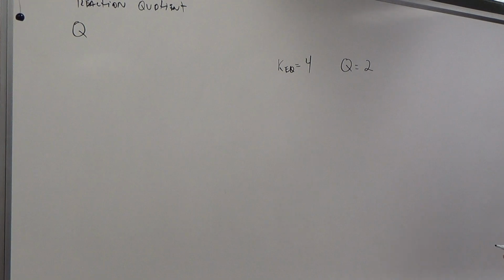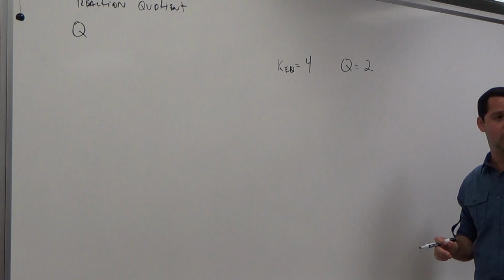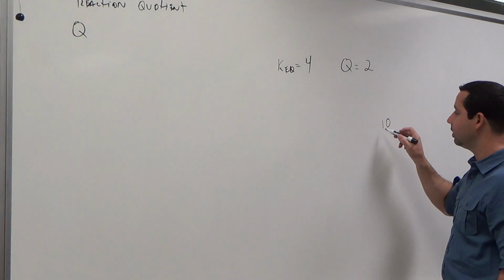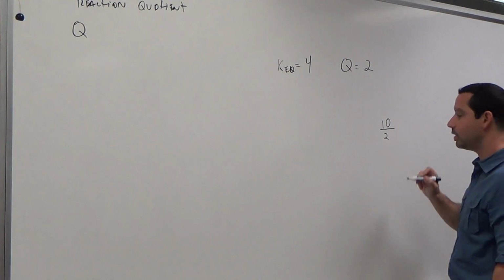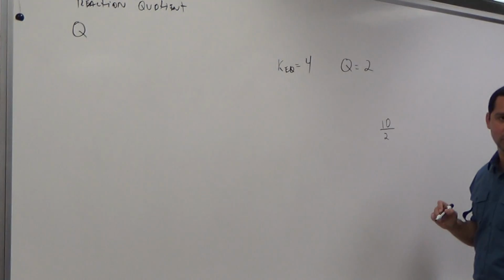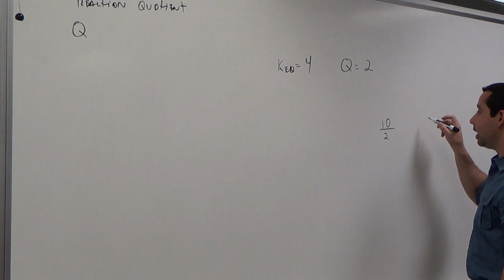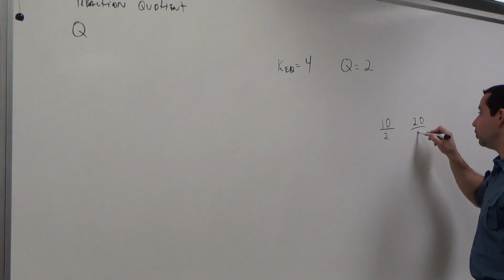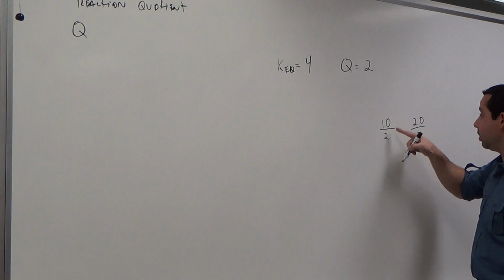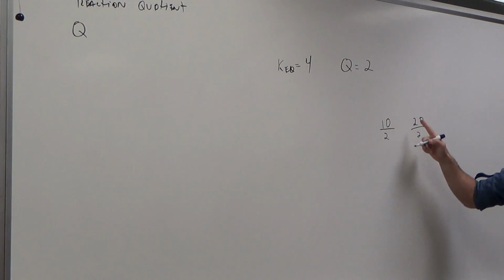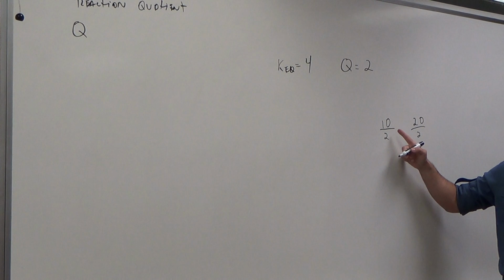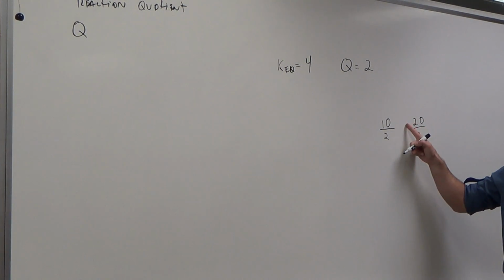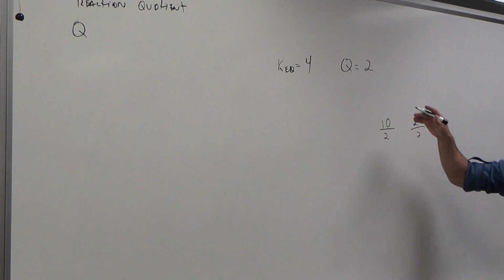Top. But look here. 10 divided by 2 is how much? And 20 divided by 2, is it a bigger or smaller number than this? It's bigger. So as the number on the top increases, the number increases.